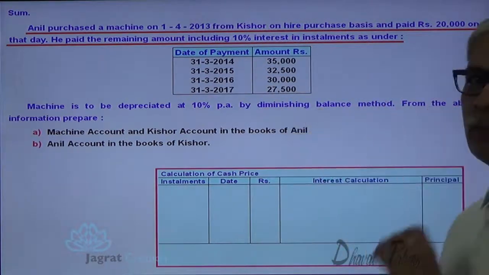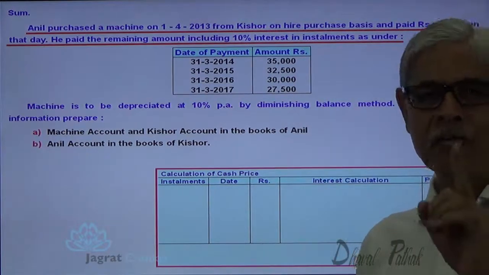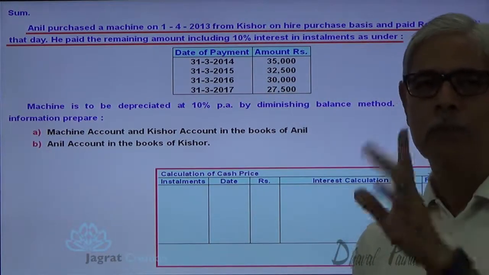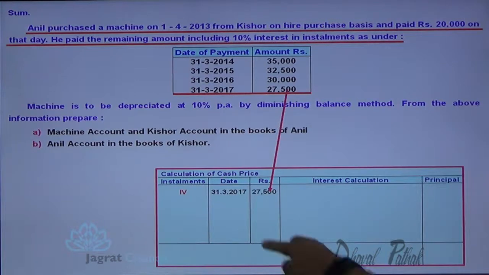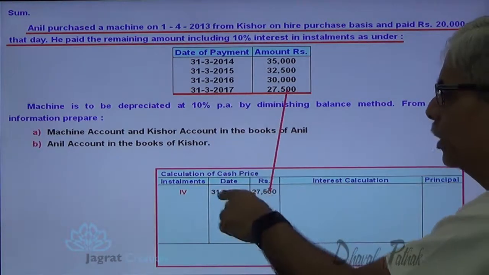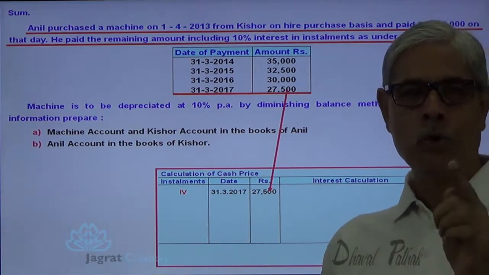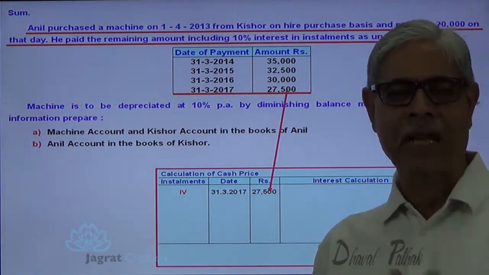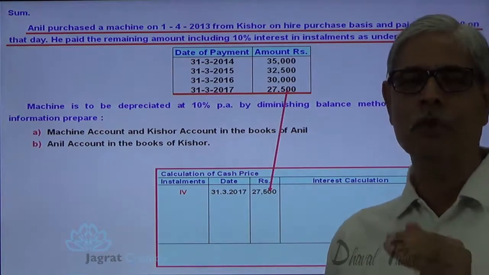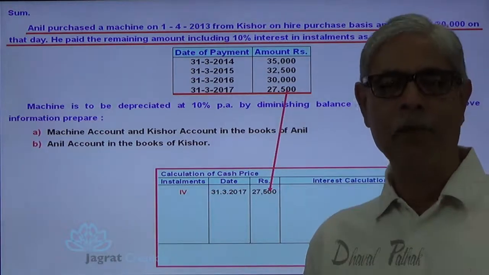Now for the purpose of finding out the cash price, I will start with the last installment. Why I start with the last installment, that also I am going to explain to you. So, the last installment is 27,500. And the payment of this fourth installment is made on 31st of March 2017, 27,500. So by payment of 27,500, nothing is outstanding. This is the last installment. Last installment means total payment is made. So by payment of 27,500, no amount is outstanding.